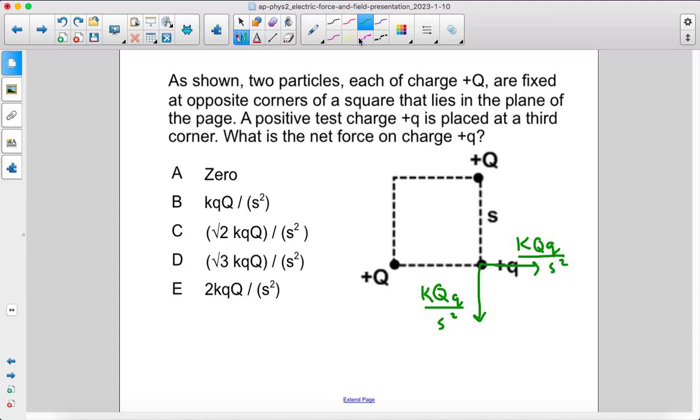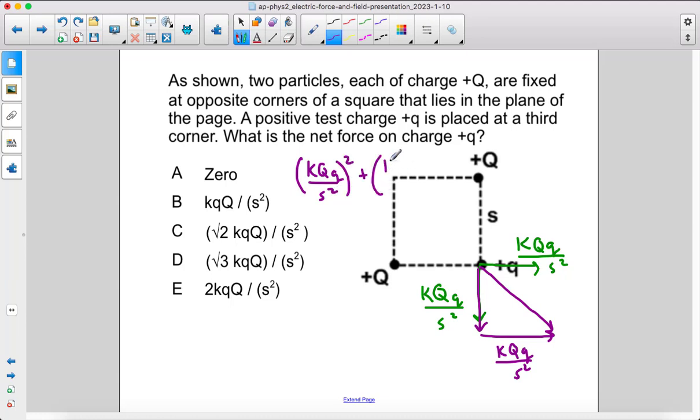Now, in order to add these together, we're going to end up with one vector that looks like this, right? And so these are the sides of a right triangle. We have this vector here, we have that vector there. This is K, big Q, little q over S squared. And so we need to use the Pythagorean theorem to find the length of that hypotenuse. So that is K, Q, q over S squared, squared, plus that again, and then the square root of that.